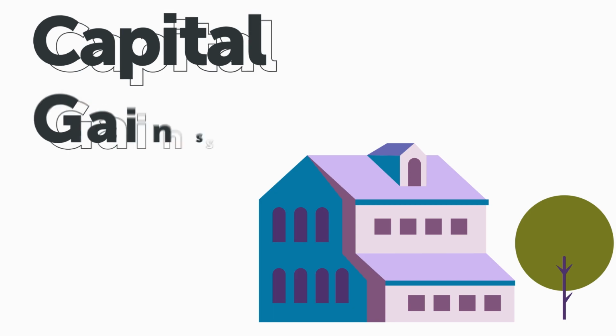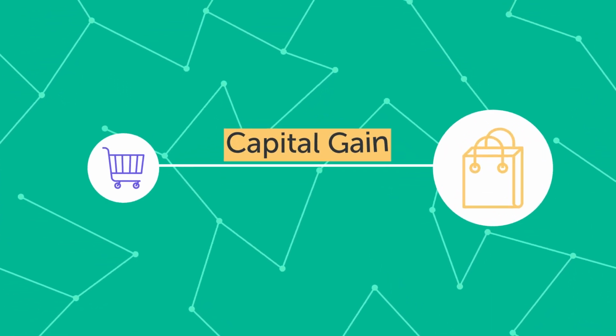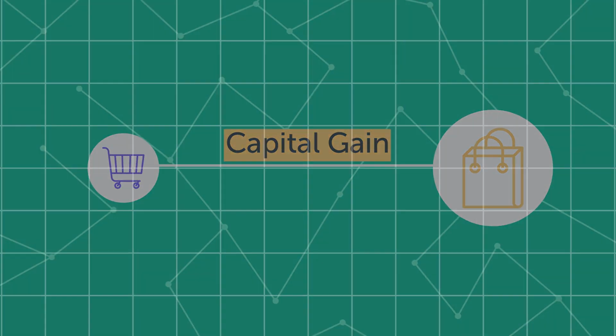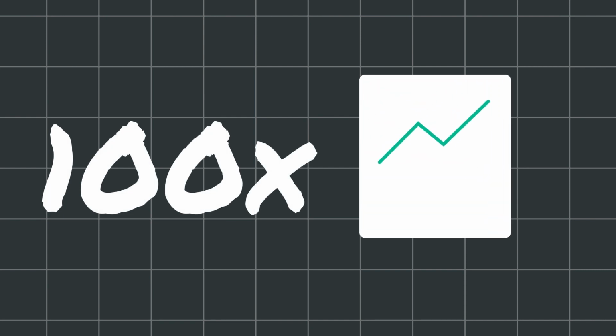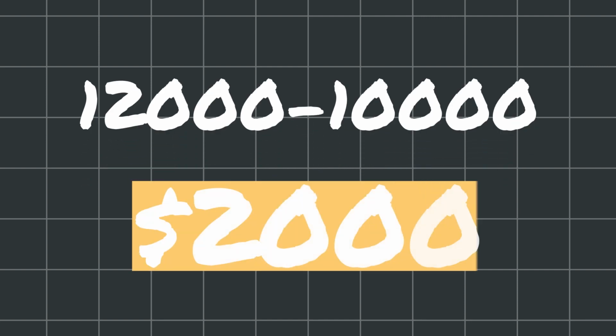Secondly, capital gains. Capital gains is when you buy an asset such as stock or a property and then sell it for a higher price. That profit margin is your capital gain. Let's say you buy 100 stocks each costing you $100 or $10,000 in total. The stock price rises to $120 and you decide to cash out, so your capital gain is $2,000.